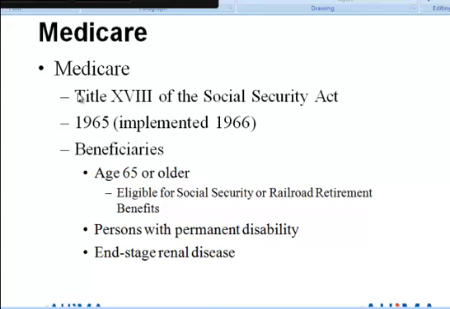The Social Security Act was amended in 1965 in order to create the Medicare program. Most of you probably know what Medicare is or know somebody that's on Medicare. Medicare is basically a nationwide health insurance that provides health services to the elderly and to other qualifying persons.